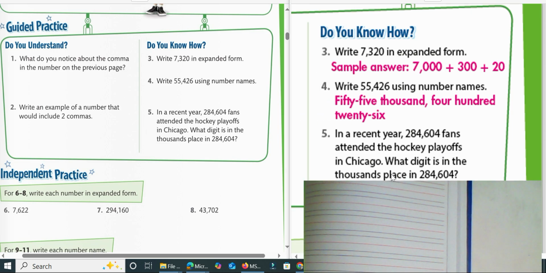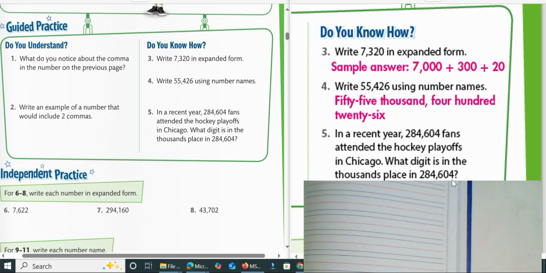In recent year, 284,604 fans attended the hockey playoffs in Chicago. Okay, what is the digit in the thousands place in the number? It will be 4. 4 here lies in the thousands place.